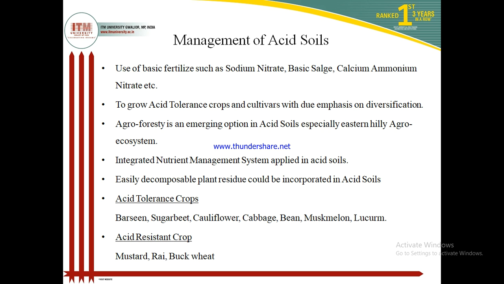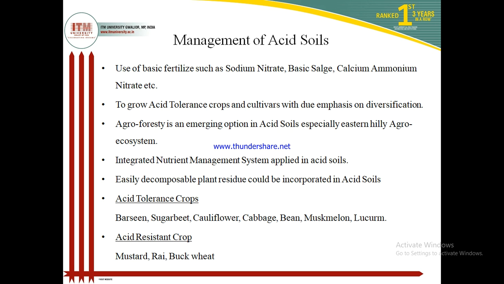Now, management of acid soil. First, use of basic fertilizers such as sodium nitrate, basic slag, and calcium ammonium nitrate. These are basic in nature, so it is one of the very good methods to reduce the acidity of the soil. Next, grow acid tolerant crops and cultivars with due emphasis on diversification. Agroforestry is an emergency option for acid soil, especially in the eastern hilly ecosystem. It is the best option.